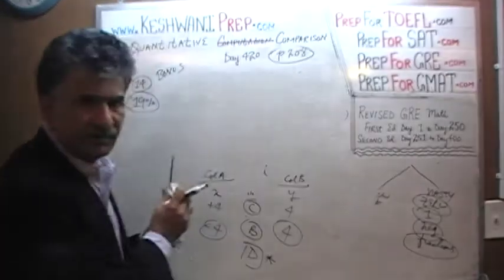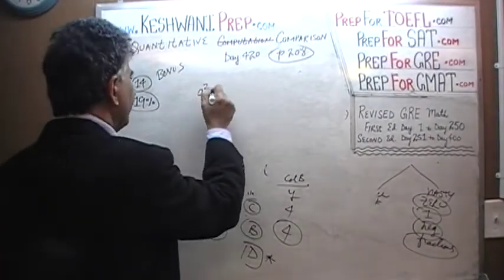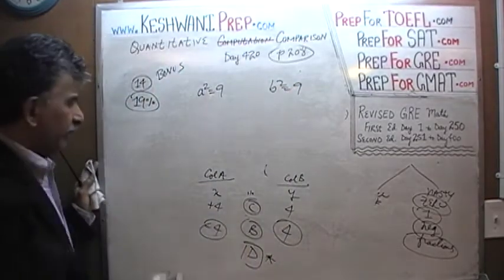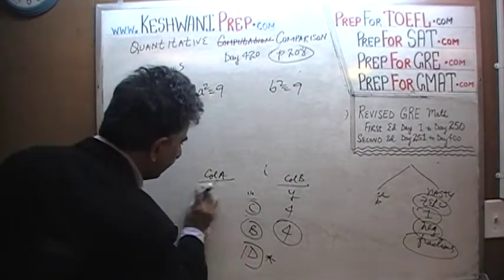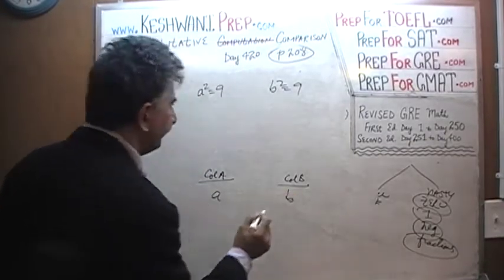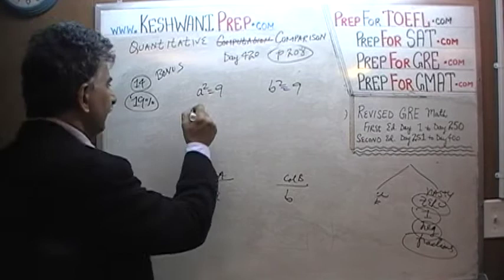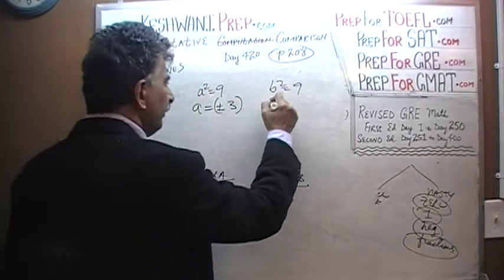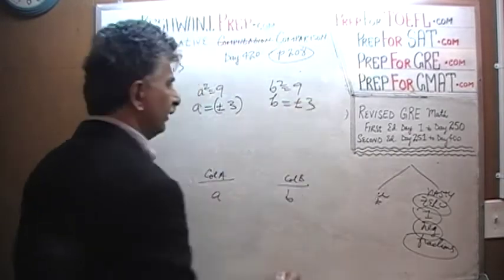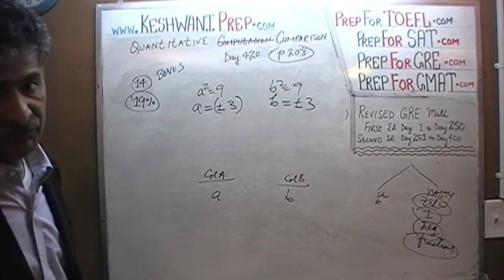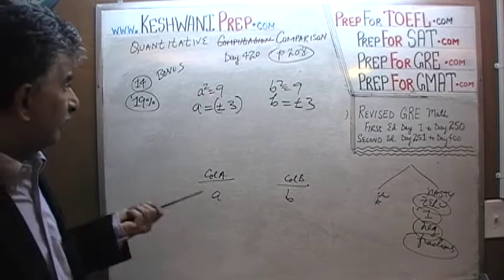Very simple problem, it's not a big deal. A squared equals 9 and B squared equals 9. And we have to compare A versus B. As you can see, A can be positive 3 or negative 3, and B can be positive 3 or negative 3. What's the answer then? Is the answer C? The answer is not C, because we don't know.